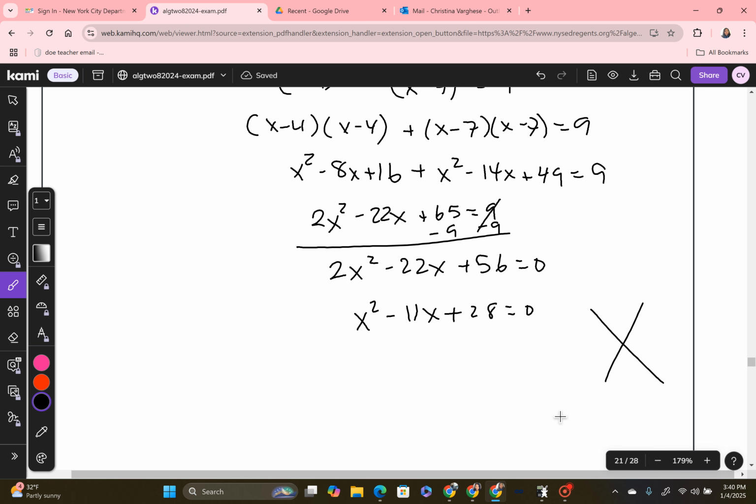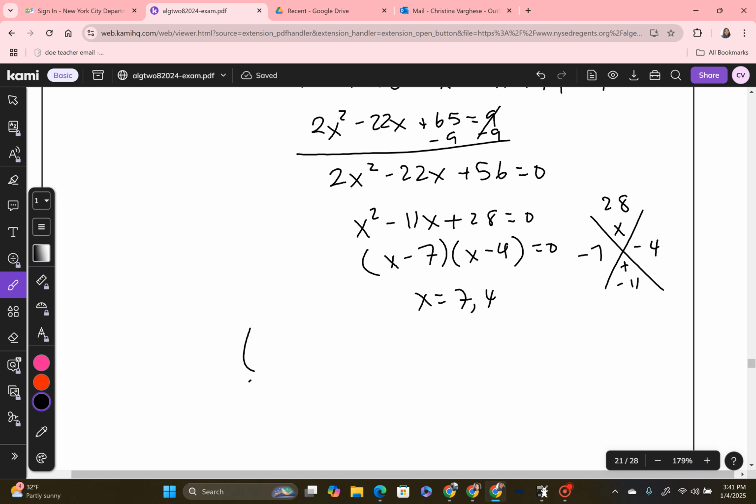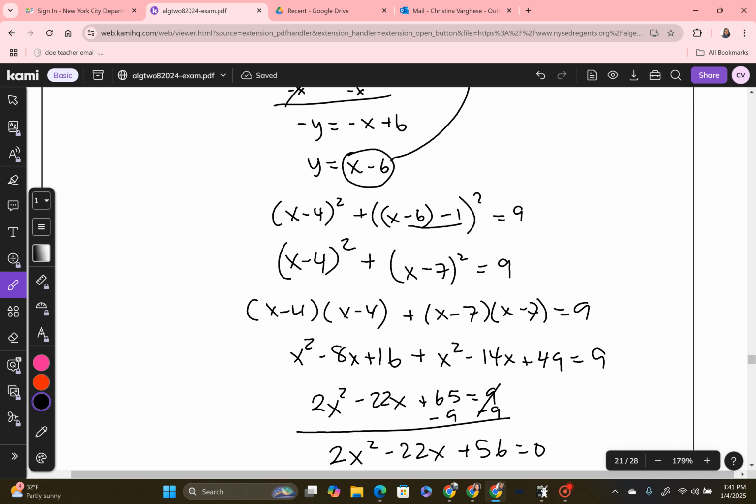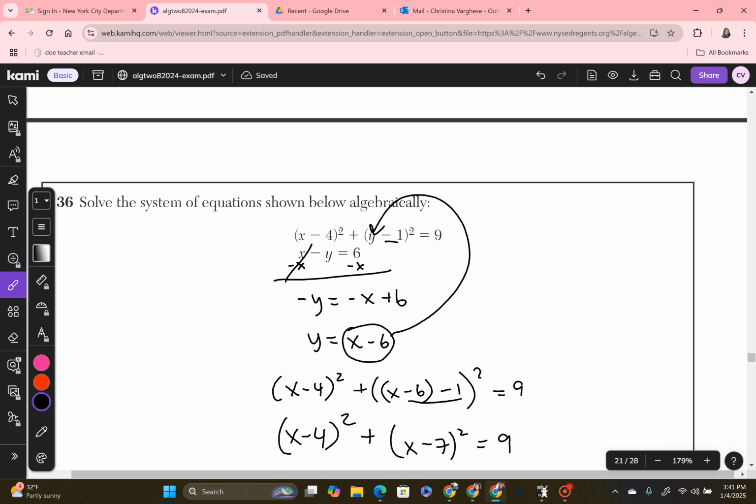And then you're looking for two numbers that multiply to give us 28 and that add to give us negative 11. What are they? 7 and 4. Looks like it works. They both have to be negative because they have to add to be negative 11. So x minus 7 and x minus 4 equals 0. Flip the sign so you get x equals 7 and 4. Okay, so here's our answers, right? We have 7, 4, and now we have to find, because in the problem, we have x's and y's.